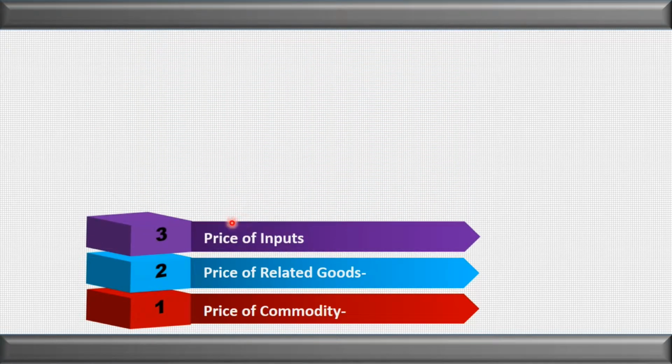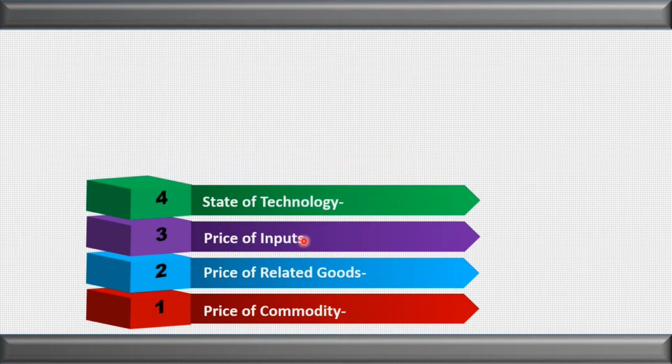Let us see the price of the input. Listen, the price of the input is also affecting the supply. Suppose the price of the raw material increases. It means that the producer is not in the position to purchase more raw material. If he is not in the position to purchase more raw material, the supply will decrease, yes or no? Answer is yes. And if the raw material becomes cheaper, he will purchase more, the supply will increase. So in this way, the price of the input also affects the supply.